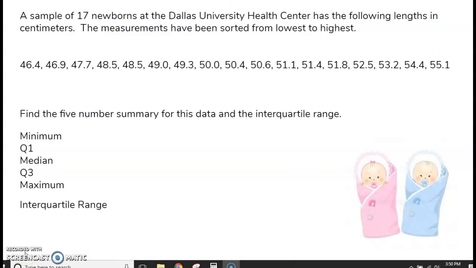Here is an example problem for us to try. We have a sample of 17 newborns at the Dallas University Health Center that have the following lengths in centimeters. The measurements have already been sorted for us from lowest to highest, so you can see them all. We're supposed to find the 5 number summary for this data and the interquartile range.